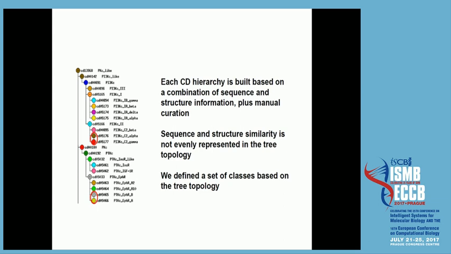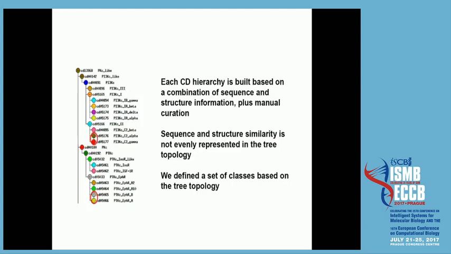So though the domain families are constructed taking into account protein and structure similarity, these two features are not evenly represented in the tree topology. That means that two conserved domains located in one branch of the alignment may have more sequence and structure identity than two other conserved domains located in another branch of the alignment, despite being at the same level of the hierarchy, at the same level of the tree topology.